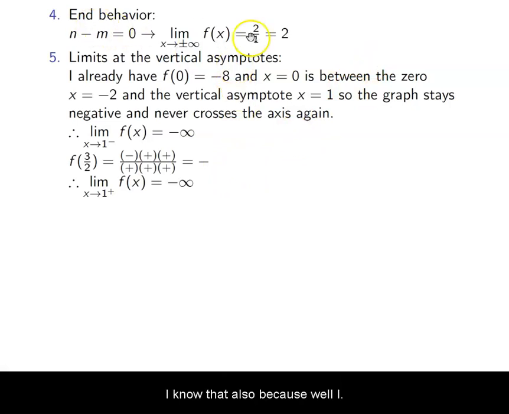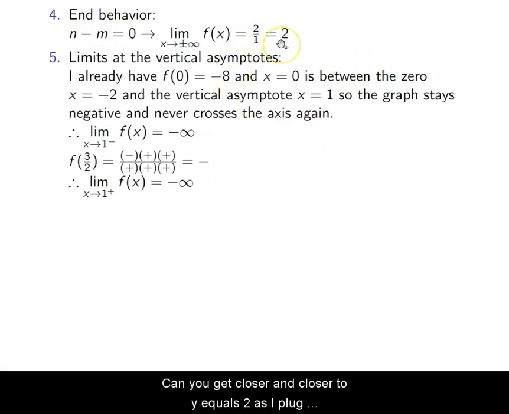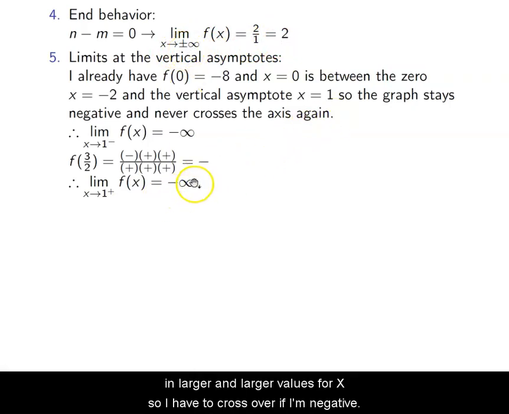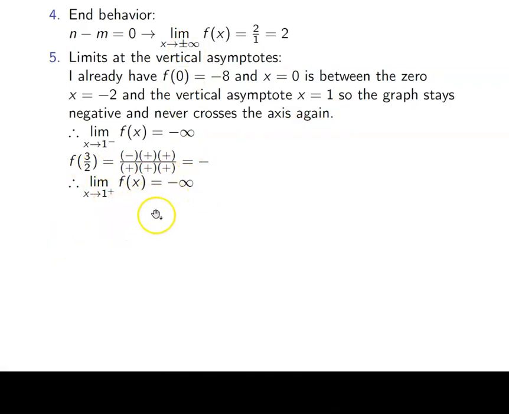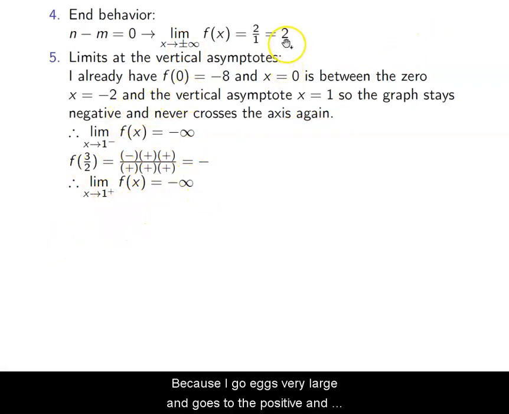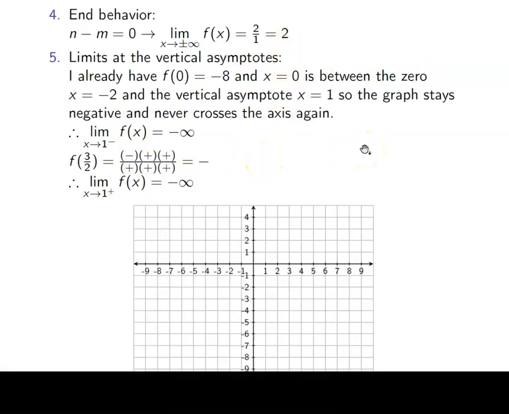I know that also because, well, I tend to get closer and closer to y equals 2 as I plug in larger and larger values for x. So I have to cross over if I'm negative, if I'm going towards negative as I approach 1 from the right, right? Because as I go x very large, I go to the positives, and that makes sense because I have to cross at x equals 2. So plug in my zeros, okay? One is at x is -2, the other is at 2. I have a vertical asymptote at x equals 1. Oop, I'm sorry.